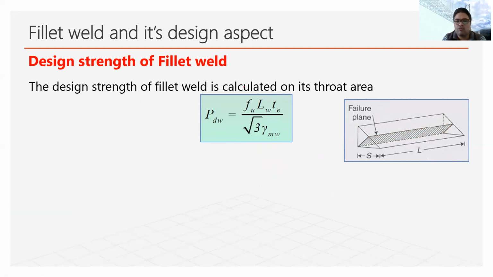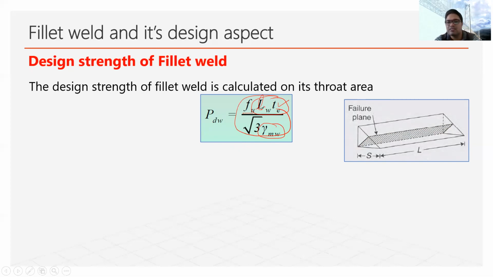So that is why the formula in this case becomes Fu into area of the welding failure plane. Lw is the length of weld, the effective length of weld. This should actually be the small l. Lw is the effective length of weld, and Te is the throat thickness. Similarly, gamma Mw is the safety factor on weld connections.